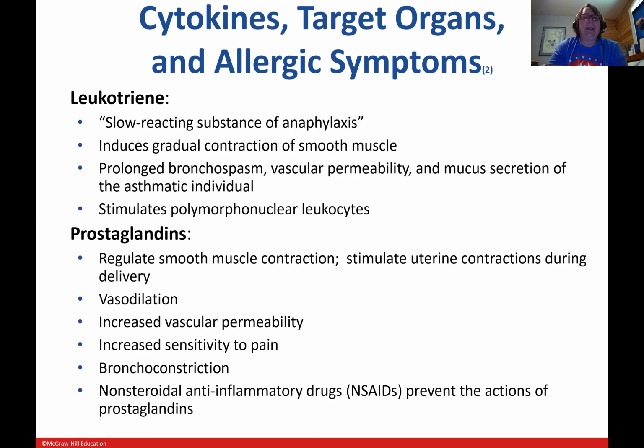And it stimulates polymorphonuclear leukocytes. We don't really need to know much about those guys, so I'm not going to discuss that any further.